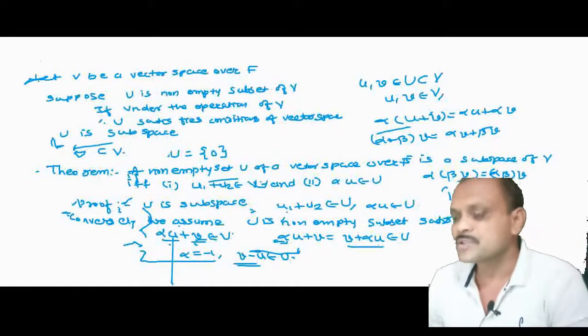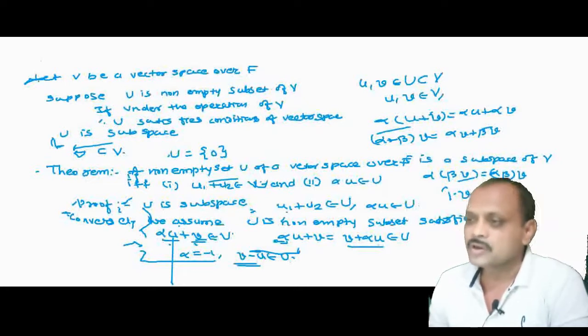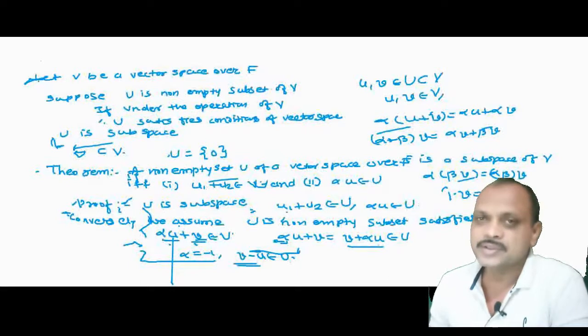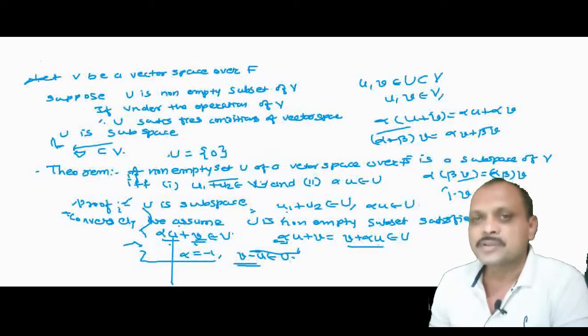Since U is a subset of V, u, v belong to V, therefore they are members of V, and for these members these conditions are satisfied in V, and therefore they are satisfied in U, and hence U is a vector space. So we have proved that a non-empty subset U of a vector space V over F is a subspace if and only if these two conditions are satisfied.